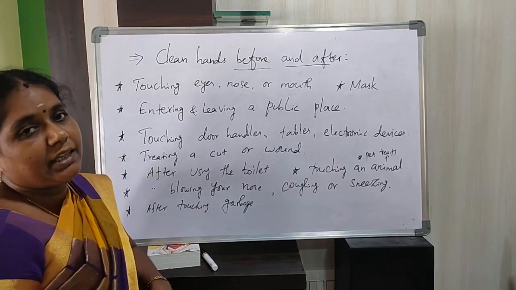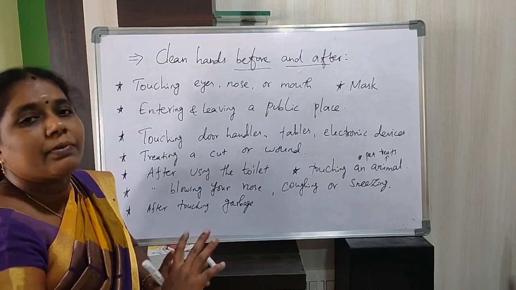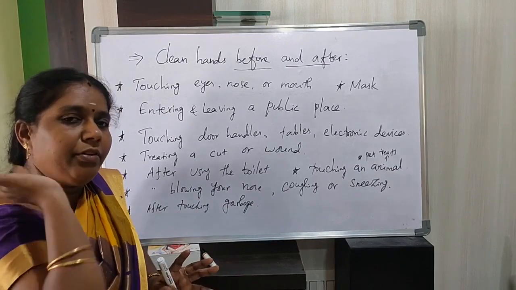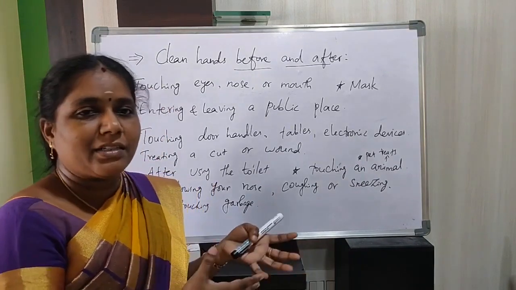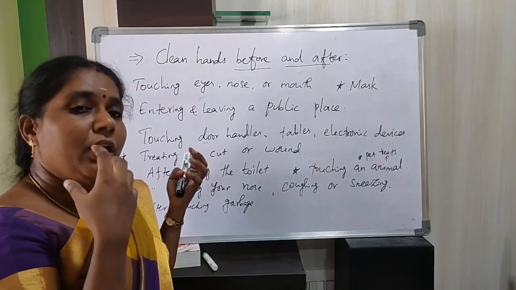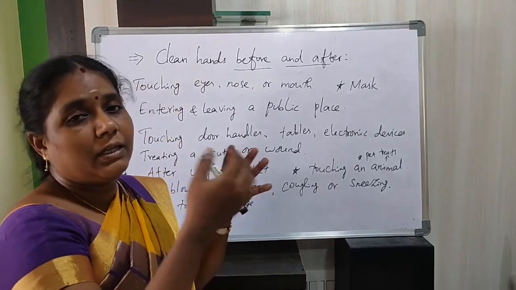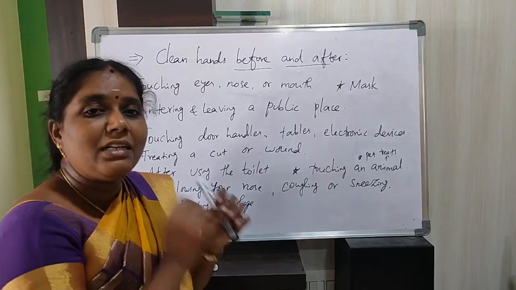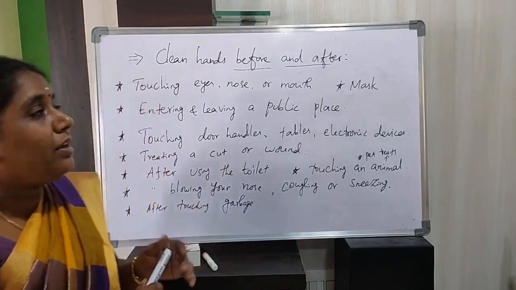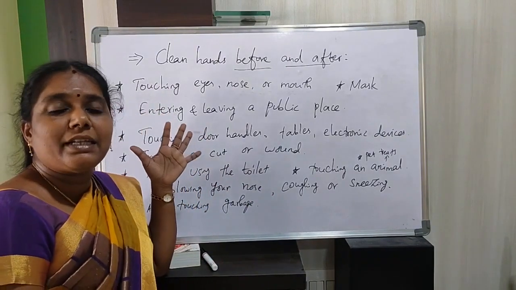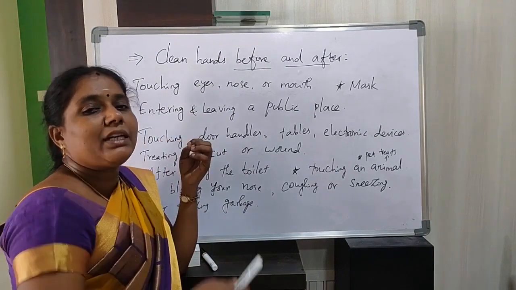And after touching any garbage, mostly that garbage is contaminated, you know very well, with bacteria and viruses. So before touching that garbage, and after throwing that garbage, you have to clean your hands with the help of sanitizers. Mostly, we use 60% alcohol sanitizers to clean hands. It gives relief, free from germs.